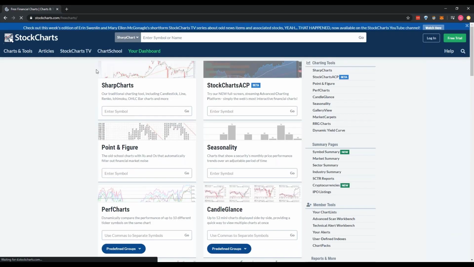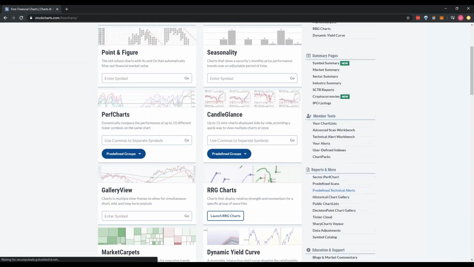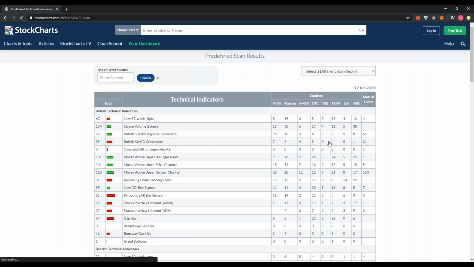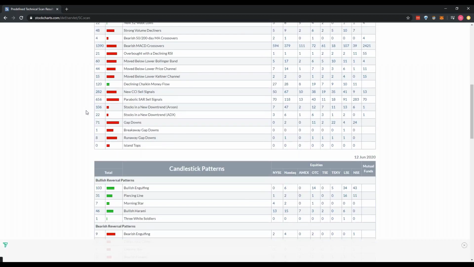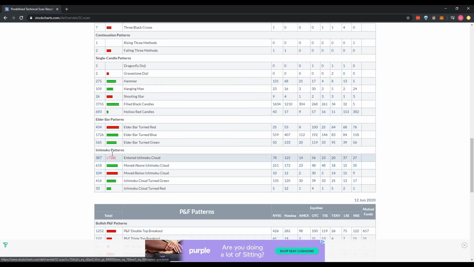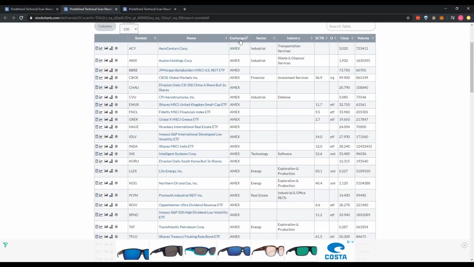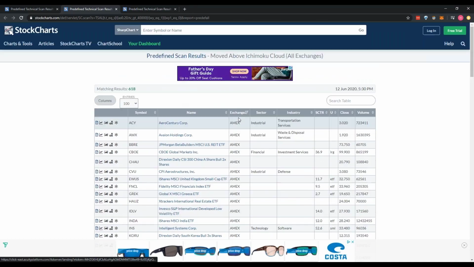We're going to go charts and tools. We're going to go down here to predefined scans. And then we're going to scroll down to candlesticks and go Ichimoku patterns. I'm going to hold down control. Moved above the cloud, 618 stocks; move below the cloud, 104 stocks. And then from here, we'll filter by exchange. We'll go straight to the NASDAQ.